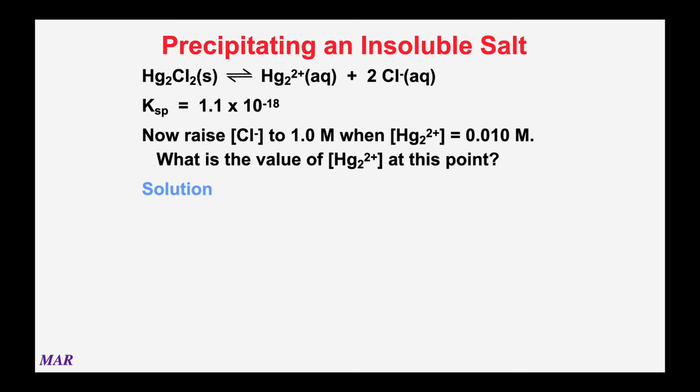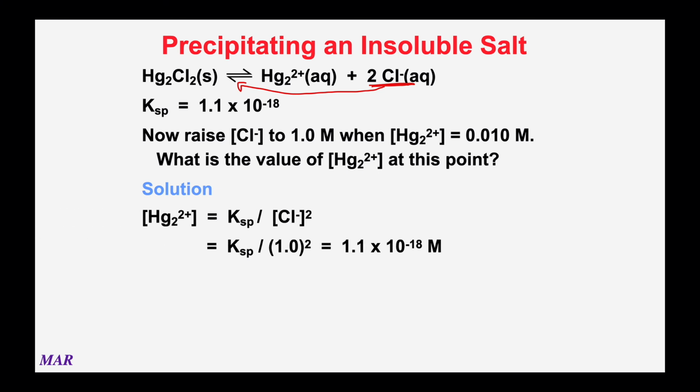Chloride is cheap. It's in sodium chloride. Even hydrochloric acid isn't too expensive. So let's really push the chloride up. If you push the chloride to 1 mole per liter, when the mercury was initially 0.010 moles per liter, well, by Le Chatelier's principle, if you add a lot of product here, chloride, it should make the reaction move to the left. So the mercury, which was 0.010, should be a lot less as we pump the chloride up to 1 mole per liter.